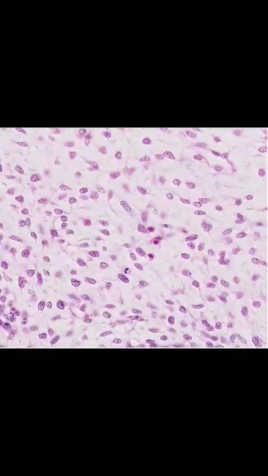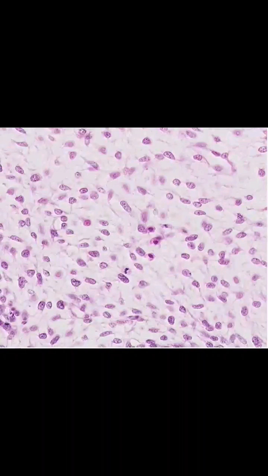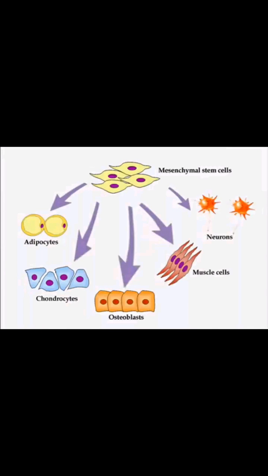This first subtype of connective tissue is called mesenchyme tissue. And mesenchyme tissue is primarily found in the embryo, and it will give rise to all the other connective tissue subtypes. The individual cells you will see here are just called mesenchymal cells, so it's pretty easy to remember: mesenchyme tissue, mesenchymal cells.